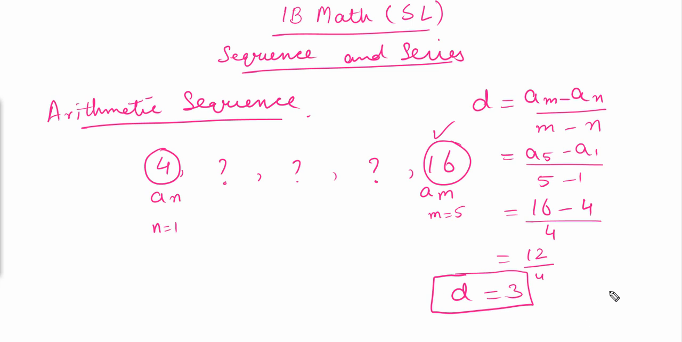This is the formula that you can use to find the common difference if the consecutive terms are not available. Now after this one, let's move on to the formula for the sum of an arithmetic sequence. Let me just erase.